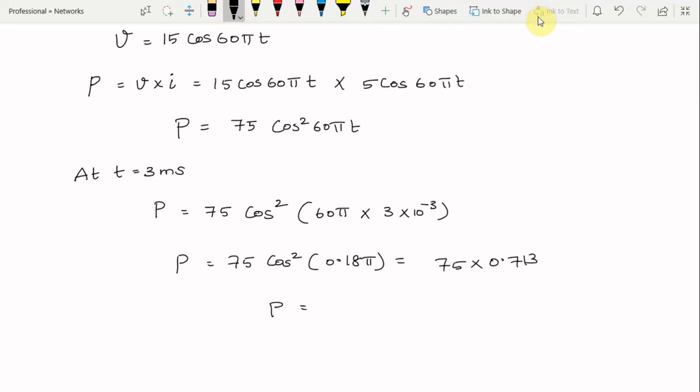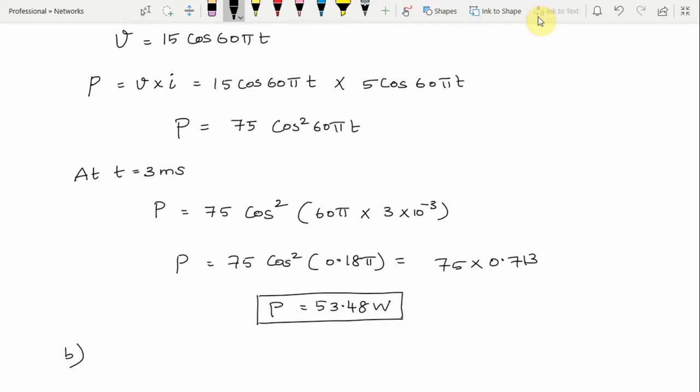Therefore power is equal to 53.48 watts. This is the value of power that will be delivered to the element for the first case of voltage, that is voltage is equal to 3I.